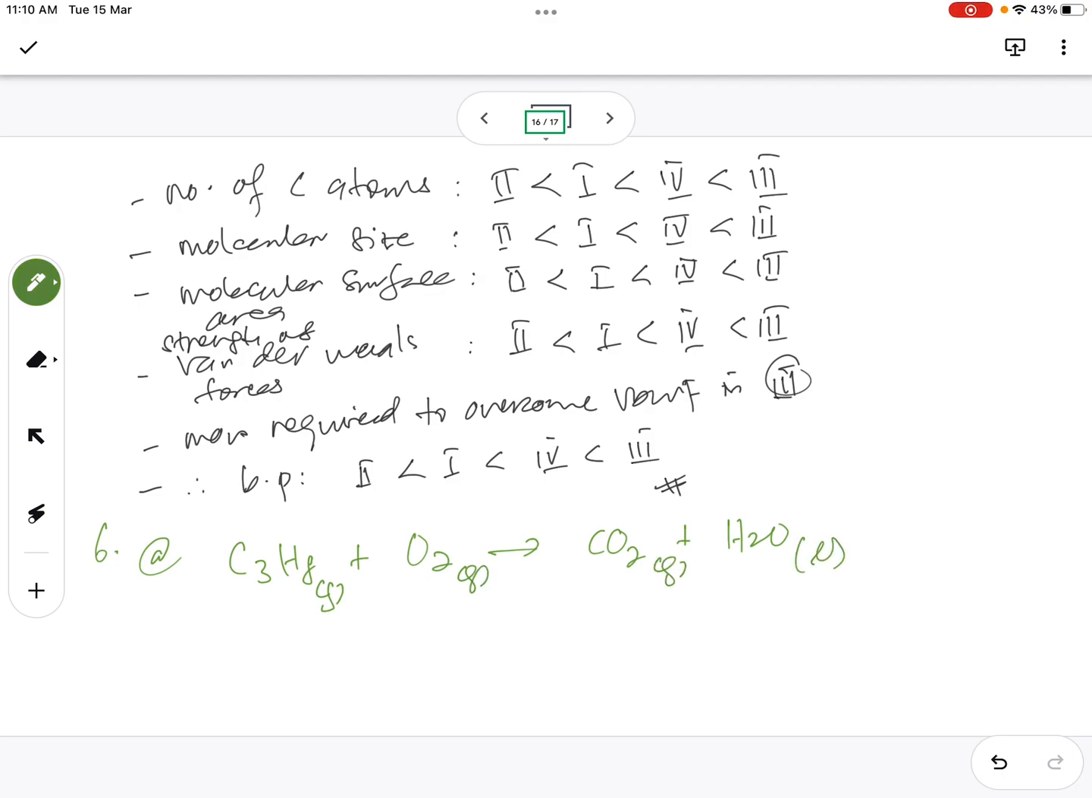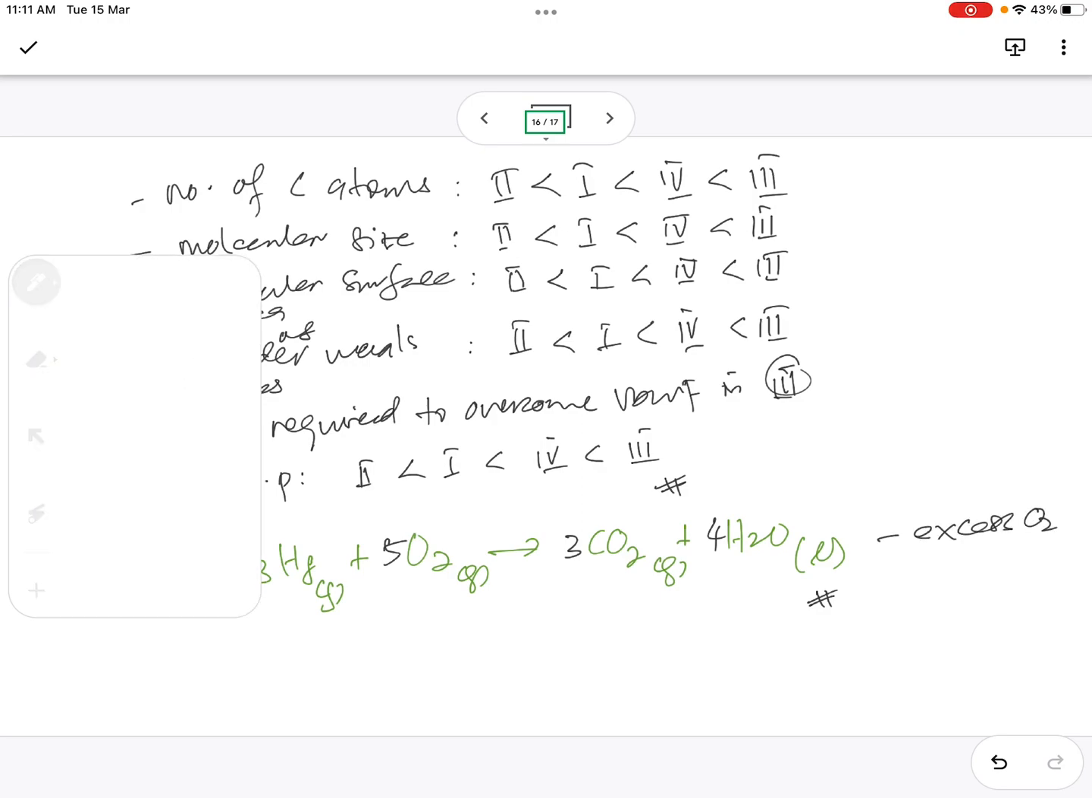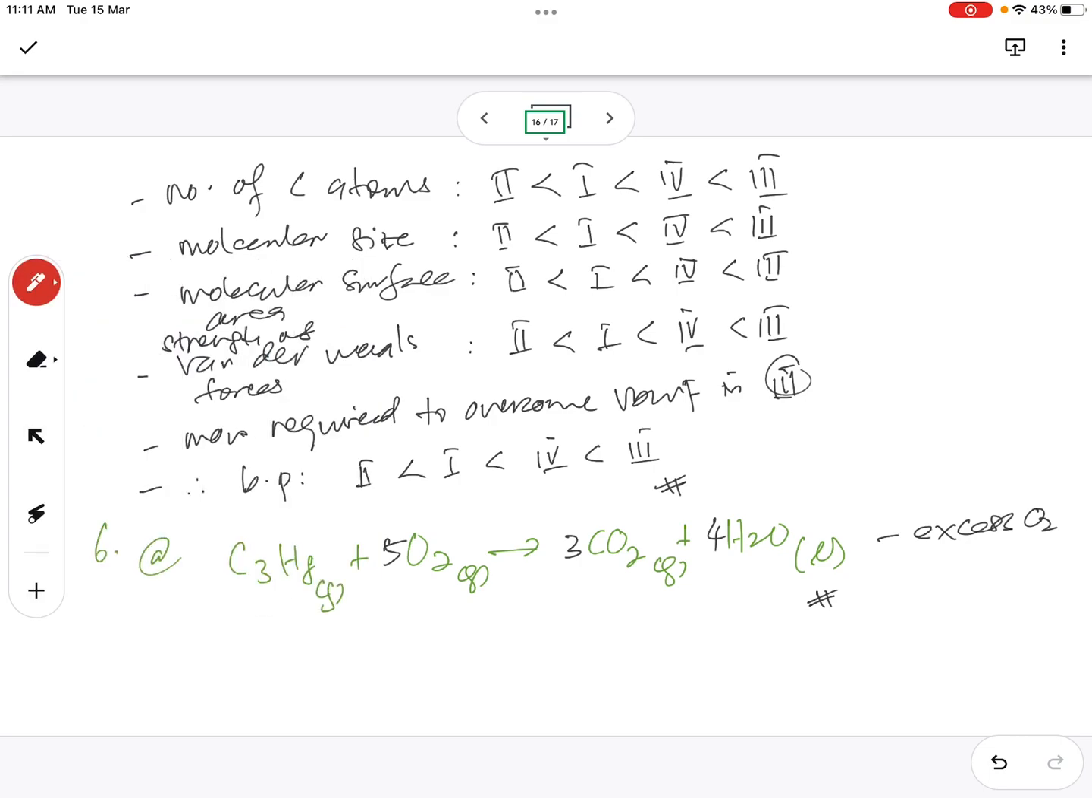So to balance the equation, we check here. This is 3 carbon and this is 4, that becomes 8, right? So this will be 6 and 4, 10, 5. So this is the combustion in excess oxygen. Now let's say we look at the limited oxygen.